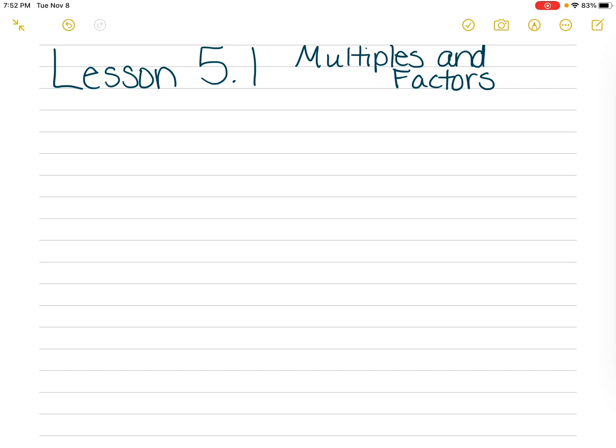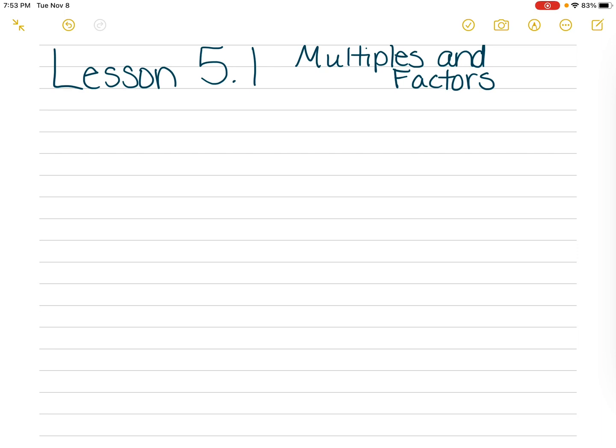So you will notice that this chapter is going to have a whole bunch of different stuff. It's called number theory, and so we're going to be going over a lot of things. For multiples and factors, you really need to know your multiplication facts. If you don't know them well, you should be practicing those. You are allowed to use a multiplication chart in my class, so that helps a little bit.